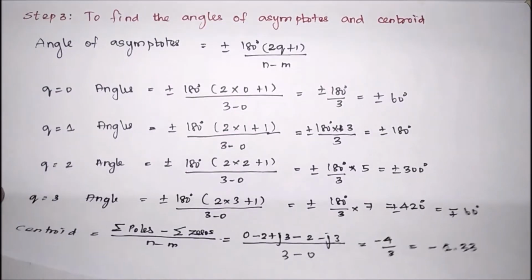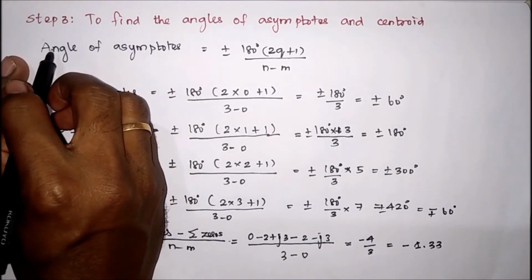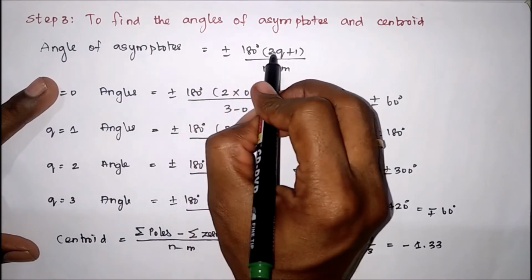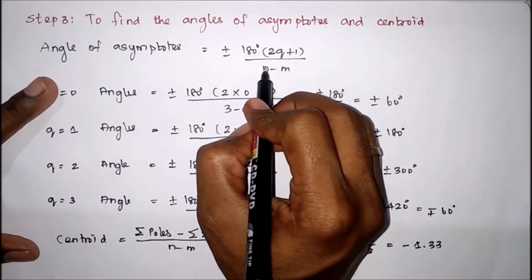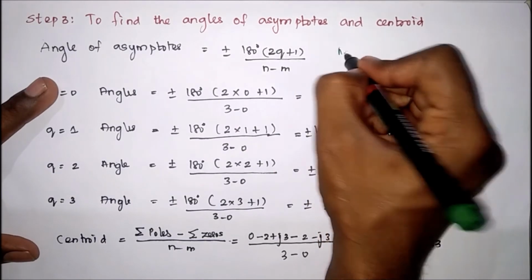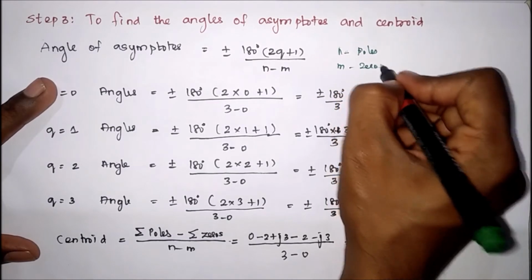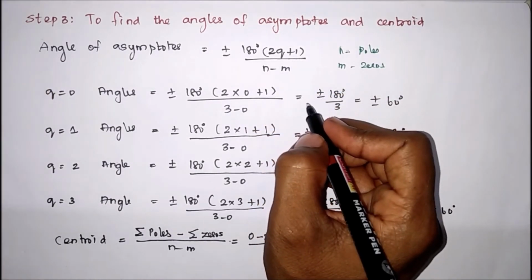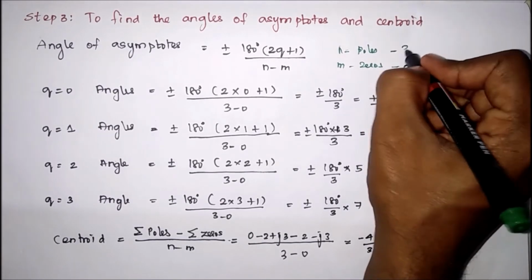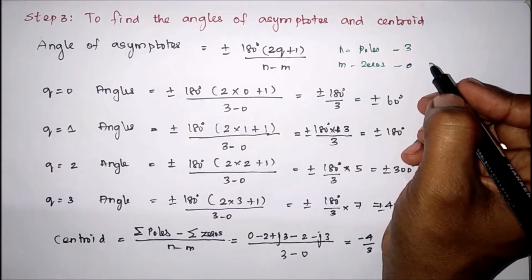Next, we have to find the angles of asymptotes and centroid. To calculate the angles of asymptotes, the formula is plus or minus 180 degree into 2q plus 1 divided by n minus m. n is nothing but the number of poles, m is nothing but the number of zeros. From the given problem, the number of zeros is 0. There are 3 poles: 0, minus 2 plus j3, minus 2 minus j3.